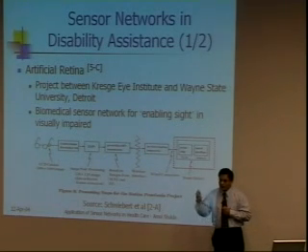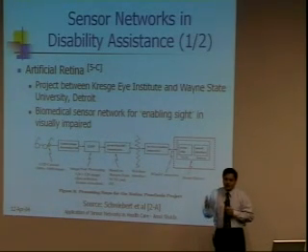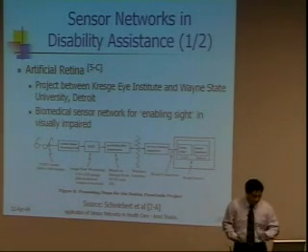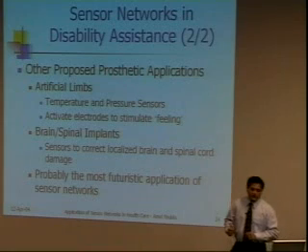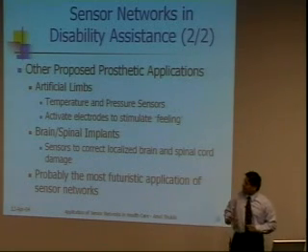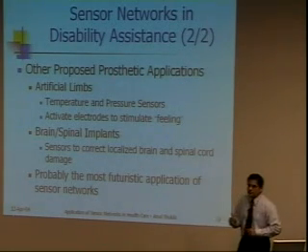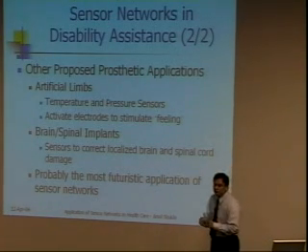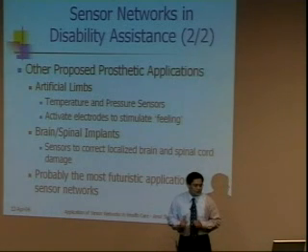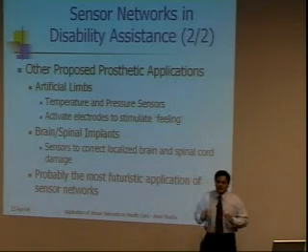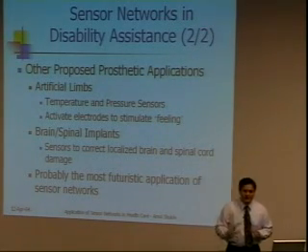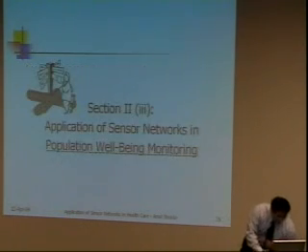So we need communication with the sensor array for feedback control and also for image identification and validation. There have been other proposed prosthetic applications of sensor networks, including using them in artificial limbs and brain or spinal implants. This might sound like the most futuristic application of sensor networks. However, I'm willing to bet that we'll have a commercial prosthetic application of sensor networks before the Leafs win their next Stanley Cup. Famous last words caught on tape.